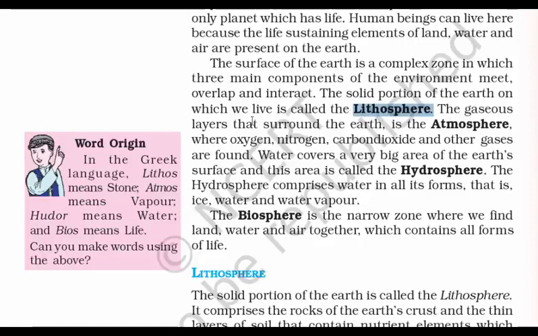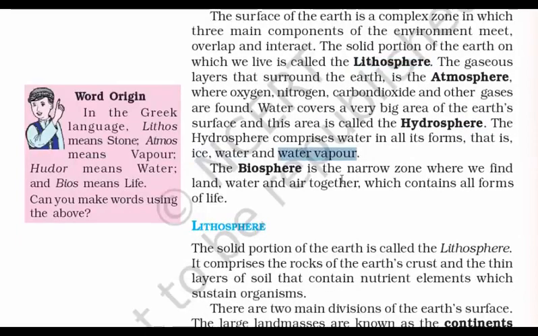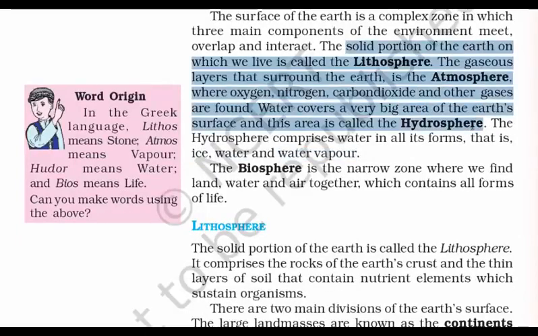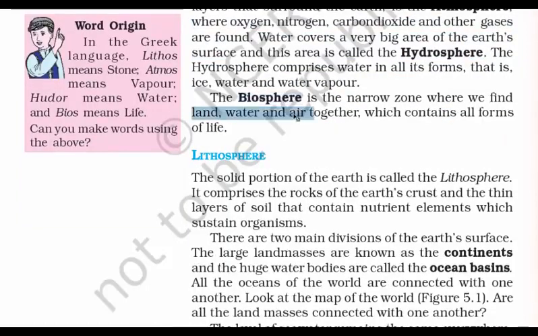Similarly, the gaseous layer that surrounds the Earth is called atmosphere, where oxygen, nitrogen, carbon dioxide and other gases are found. Last, hydrosphere. By the name you can figure out it's related to water. The hydrosphere comprises all forms of water, that is ice, water and water vapor. Now combining all of the three forms something called biosphere. The biosphere is nothing but the combination of land, water and air, which contains all forms of life. So with this sentence, all forms of life, we mean all the living organisms that are there on planet Earth.